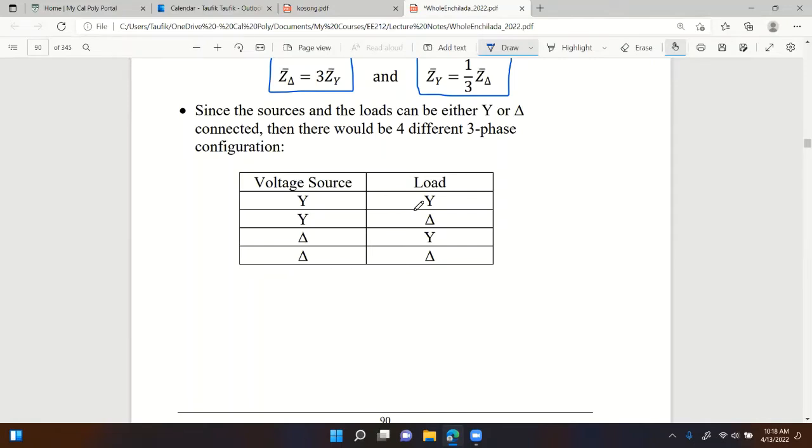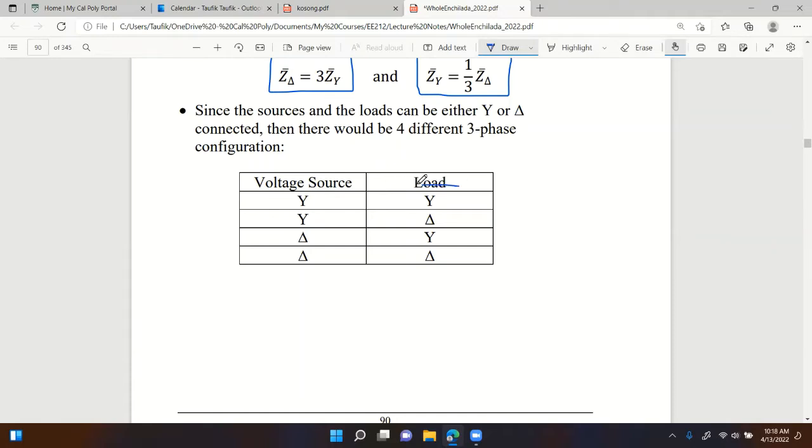Therefore, there would be 4 different types of combinations of three-phase circuits, right? That contains source and loads. You could have Y to Y, meaning the sources are connected in Y and the loads are connected in Y. So therefore you have Y to Y, Y to delta, delta to Y, and finally delta to delta, right?